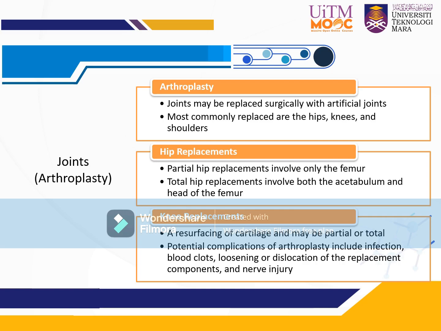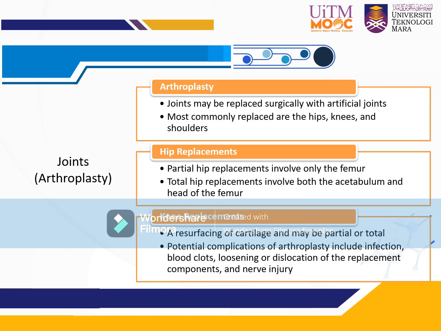Joints, arthroplasty. What is arthroplasty? Arthroplasty is a surgical procedure to restore the function of a joint. A joint can be restored by resurfacing the bones. Basically, the joints may be replaced surgically with artificial joints, and most replaced are the hips, knees, and shoulders.